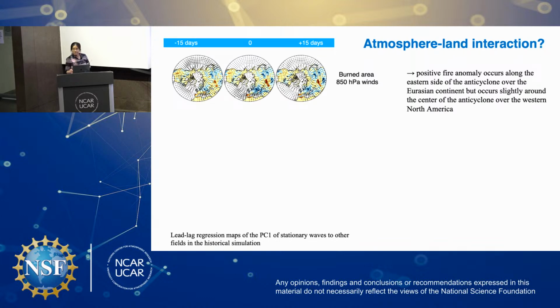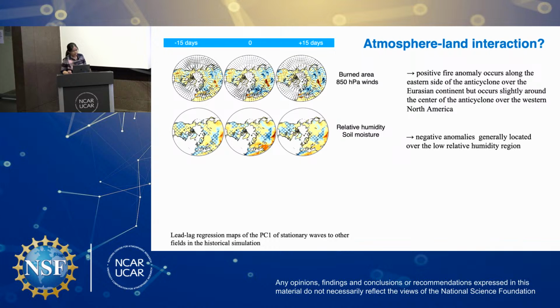I think it's maybe hard for you to see, but the shaded one is the burn area, and the vector is the 850 hectopascal wind. And in fact, they have some collocation between the fire areas and the anticyclone over the regions, although it's not so clear in North America. And we also examine the relative humidity patterns and also the soil moisture.